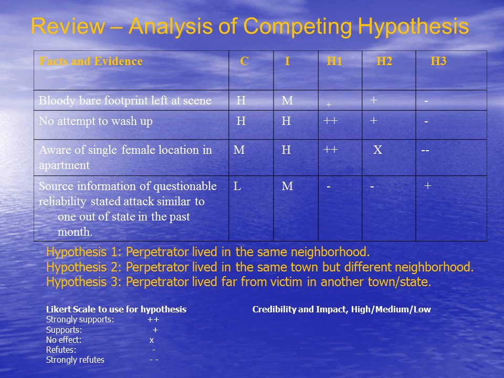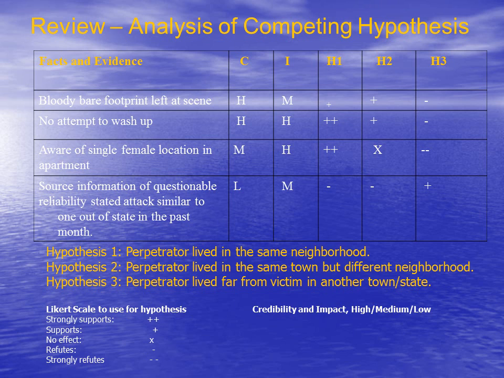In other words, the guy's barefoot. Who's going to come from out of town that's barefoot going into a house to either rape and murder somebody and break into their apartment? Then we go down. No attempt to wash up. That strongly supports that he's local, because we have a person that comes in, rapes and murders somebody, there's a lot of blood around. Many times they will wash up at the scene. Aware of single female location for hypothesis 1. That would very strongly support. Okay? And then source information, that would refute it. If somebody says it's out of state, that would refute the hypothesis that the perpetrator lived in the same neighborhood.